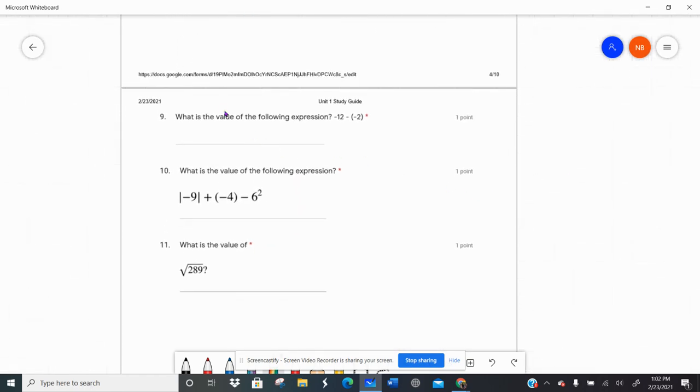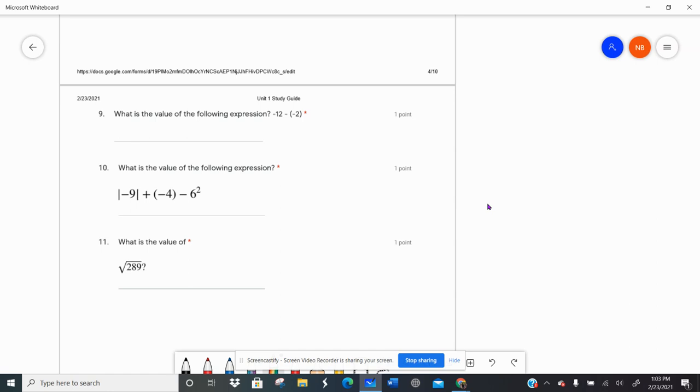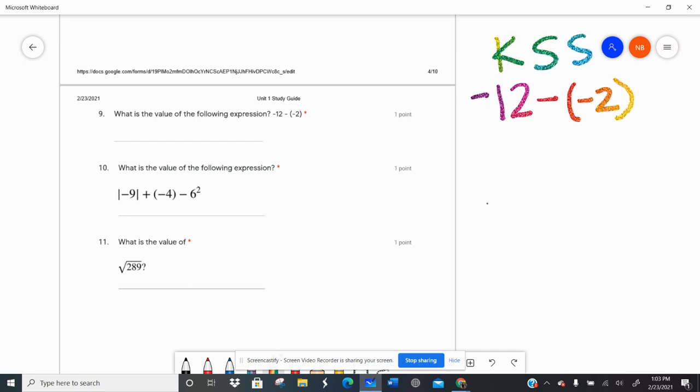All right, what is the value of the following expression? Now remember, technically we're doing integer operations without a calculator, but I'm going to show you how to check it in your calculator here in a minute. So let's think back to integer operations. Remember when we subtract integers, we use the process called keep, switch, switch.